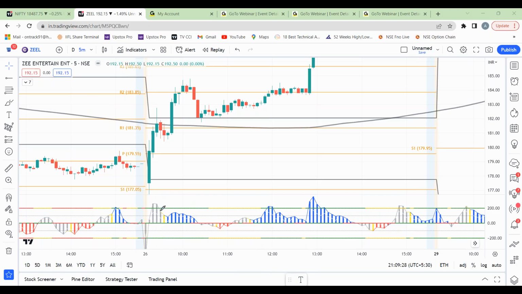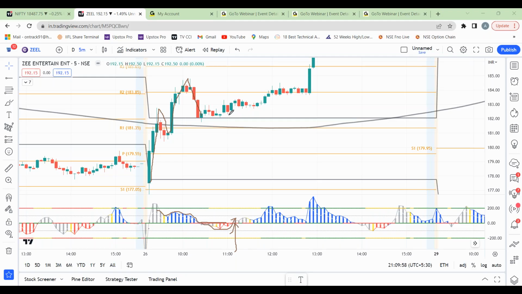Now, when we see in the morning, Zeal has gone up and come down. So Woodies is also showing a neutral trend. By this time, it is showing a neutral trend. In fact, it has gone below zero. Now you just have to wait for this to come above zero and give a buy signal, which it did at this point of time. Correct? At this point of time, it gave a buy signal.